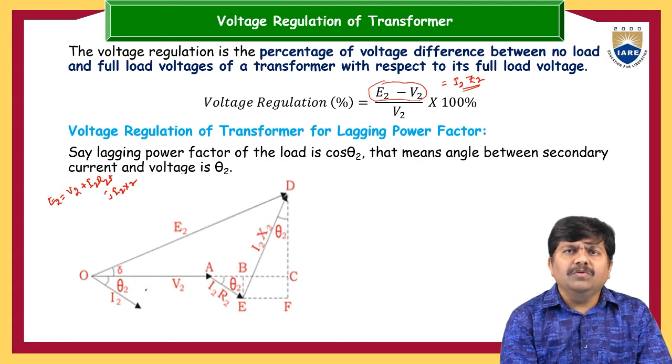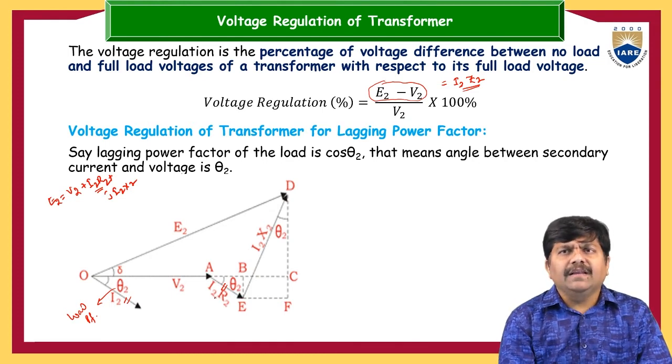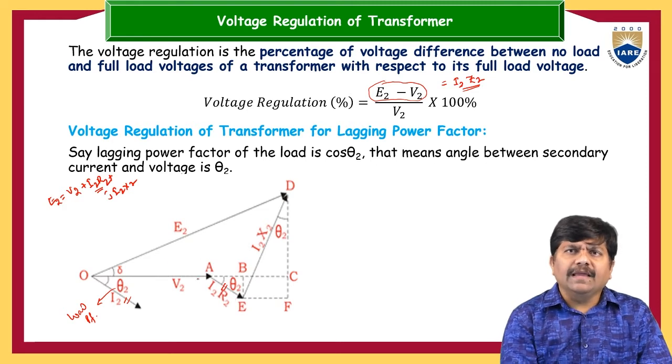With respect to this V2, with an inductive power factor, there will be the I2 vector, and this angle phi 2 is the load power factor. Then V2 plus I2R2: in the direction of I2, let us draw a vector from V2. This is parallel to I2, and the length of this vector is exactly I2R2. Then again, V2 plus I2R2 plus j times I2X2.